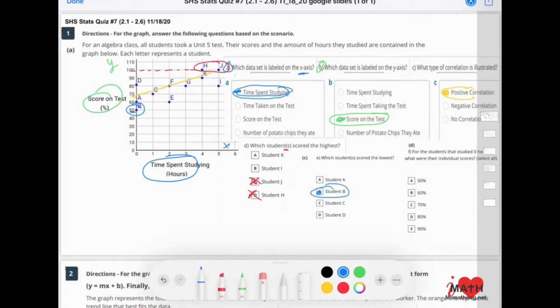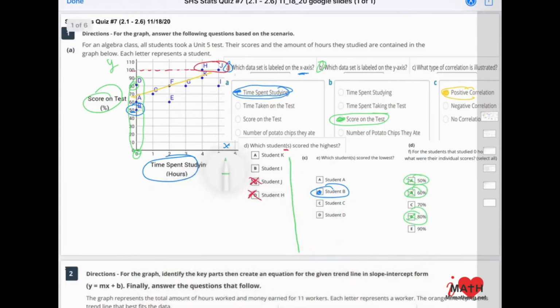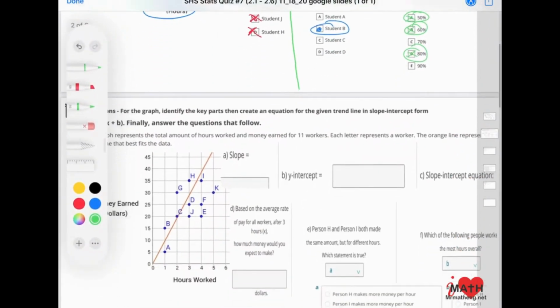And then for the students that studied 0, what were their individual scores who studied 0? So this is 0, and anything on there, so I have 80, 60, and 50. So these three choices. Okay, let's go on to question number 2.